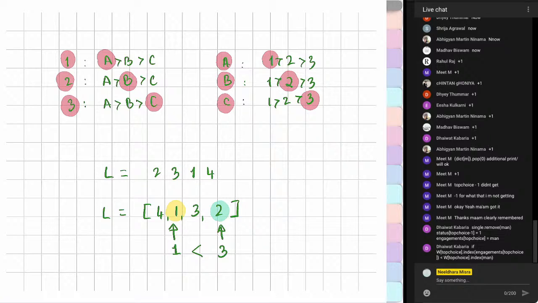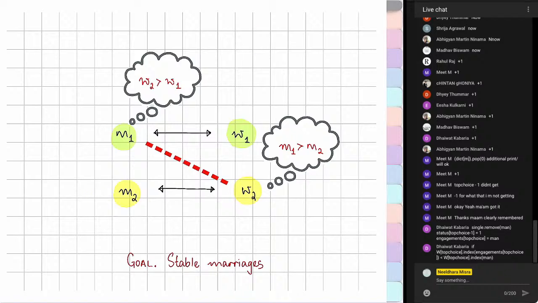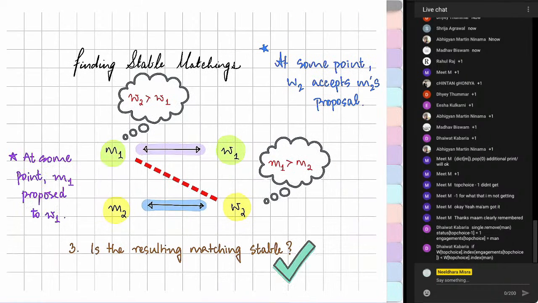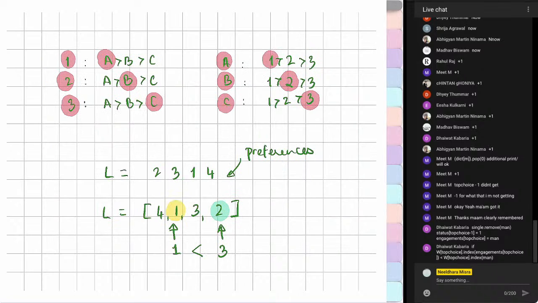Okay, so no, I think this is why I said I want to be careful. So this is the original preferences, right? I don't know how I jumped back so many pages, but okay. So in fact, one is the current partner and two is the person who's proposing.